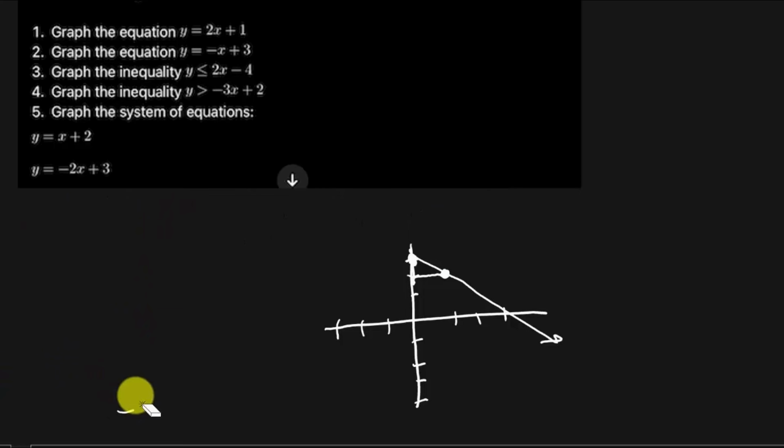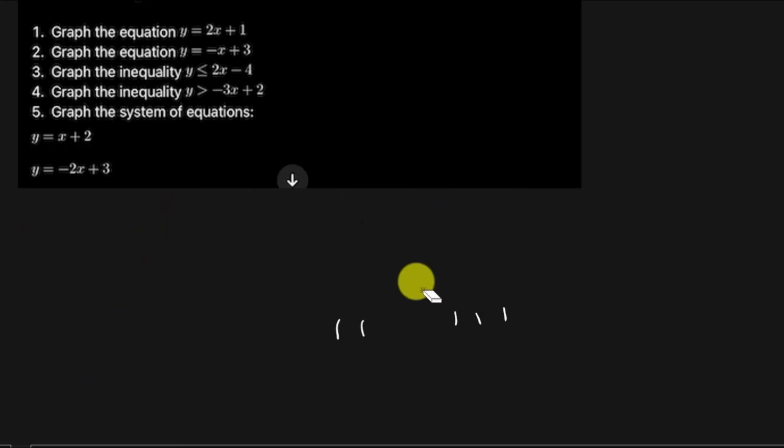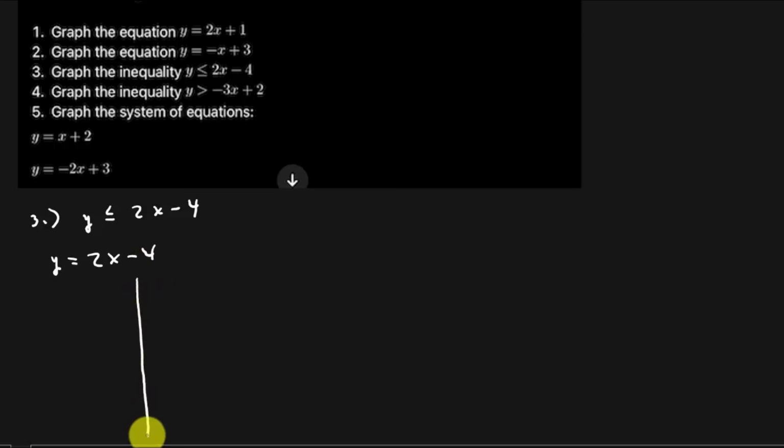Let's work problems 3, 4, and 5. All right, so number 3, I've got y is less than or equal to 2x minus 4. What we want to do here is actually graph y equals 2x minus 4. So let's do that.